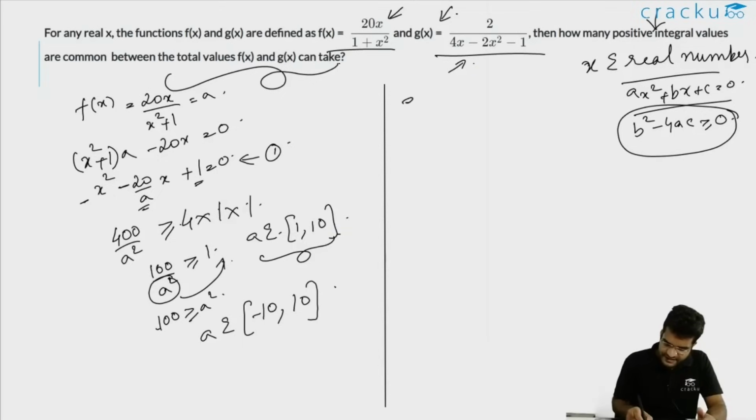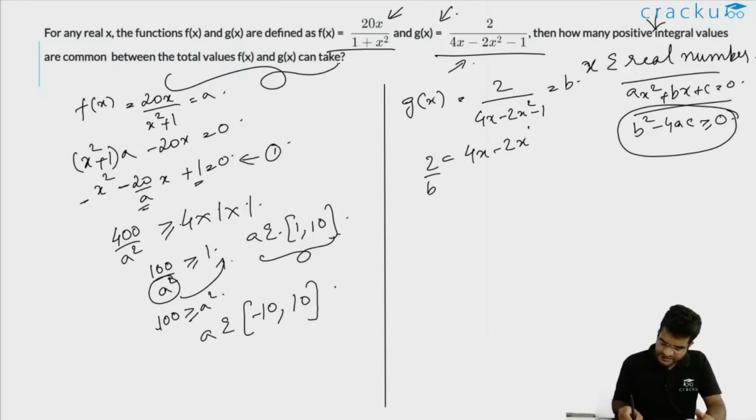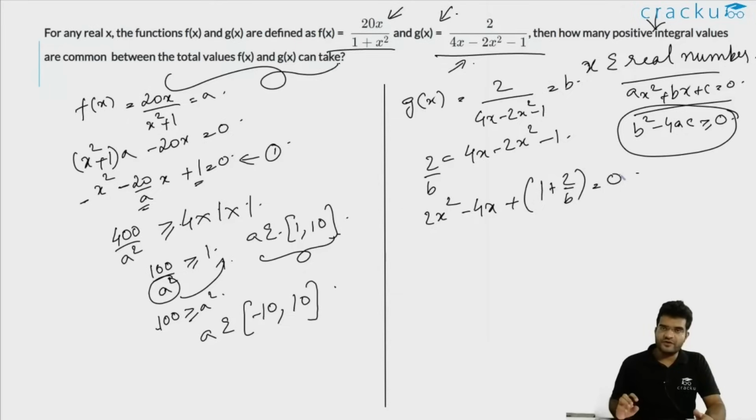In g of x, again let us assume that g of x, which is equal to 2 by 4x minus 2x square minus 1, is equal to say b. We will again convert this into a quadratic equation. So 2 by b is equal to 4x minus 2x square minus 1, or 2x square minus 4x plus 1 plus 2 by b is equal to 0. This is the quadratic equation. Again, the roots of the quadratic equation have to be real because these functions are defined only for real numbers. Therefore, the discriminant, that is b square minus 4ac, has to be greater than or equal to 0.